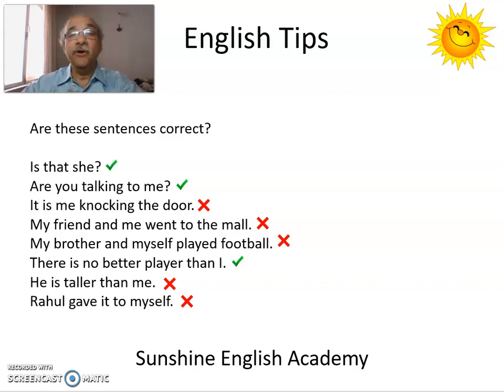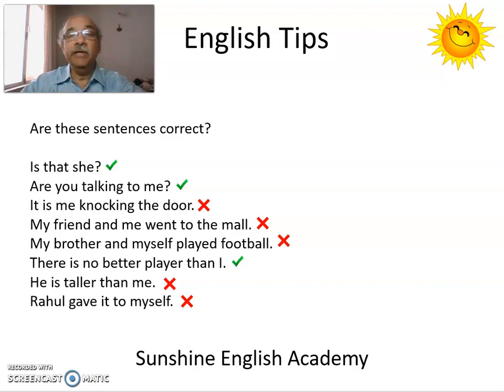It is me knocking the door. This is incorrect because the subject of the verb knocking should be I. It is I knocking the door. Remember, every sentence must have a subject. Every sentence need not have an object, but every sentence must have a subject.